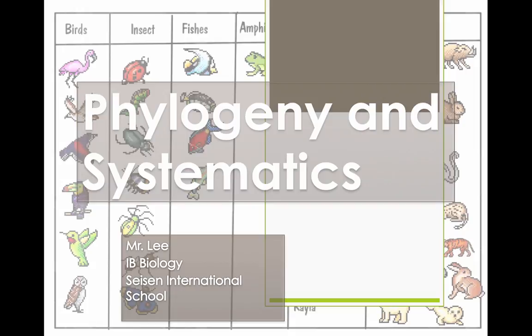Okay, we're going to be taking a look at phylogeny and systematics, using diagrams to help us see the differences and the relationships between organisms. A lot of these diagrams are going to try to examine the evolutionary relationship between organisms, and you're going to see that it's much more useful than just using generic artificial ways of classifying organisms.